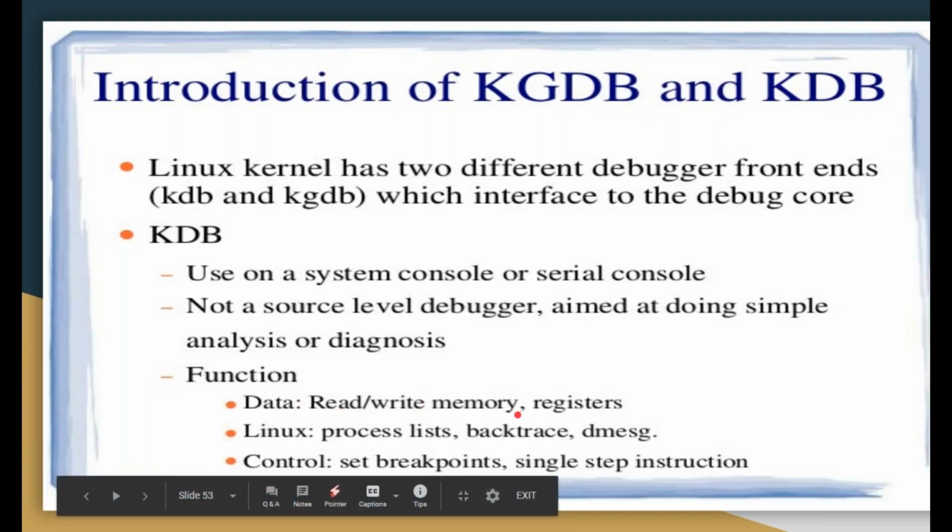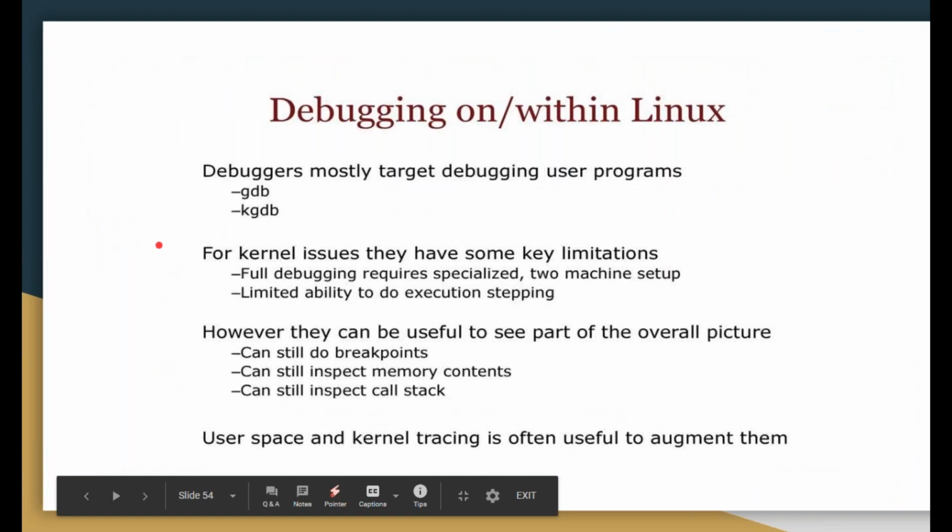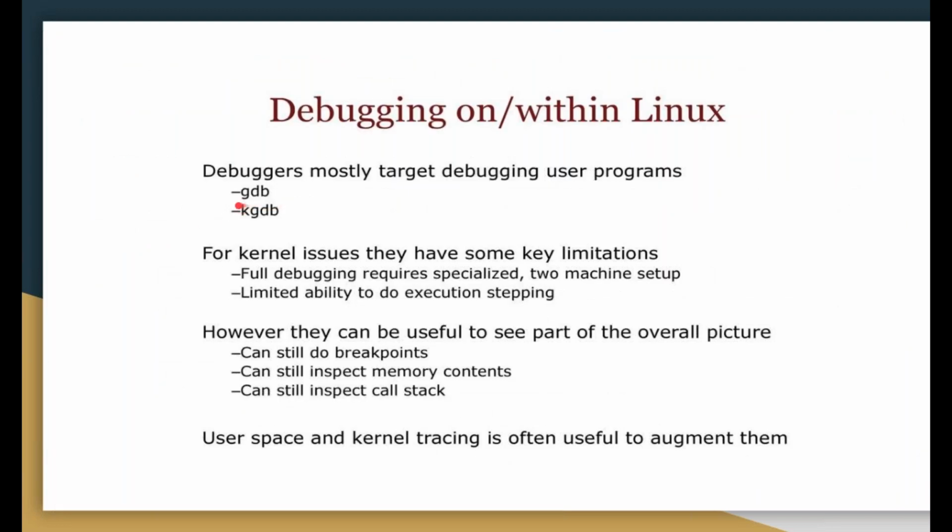For example, you can read and write memory, check registers, check the list of processes, backtrace, read messages, set a breakpoint, or single step instructions. So for debugging at the source level, it is better to use GDB. For user level, KGDB is there.